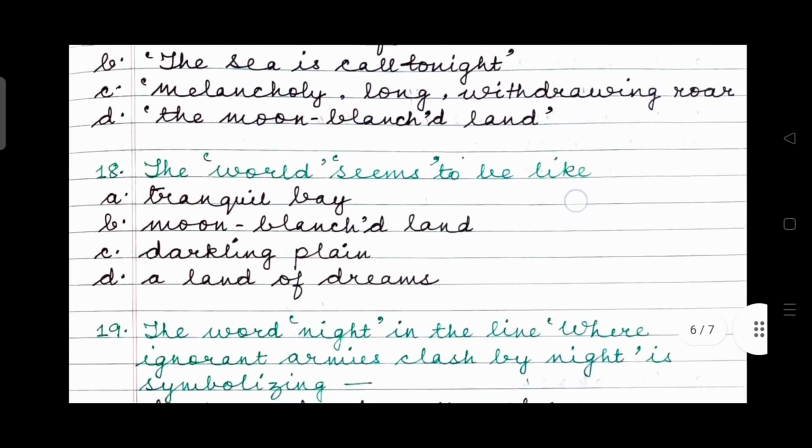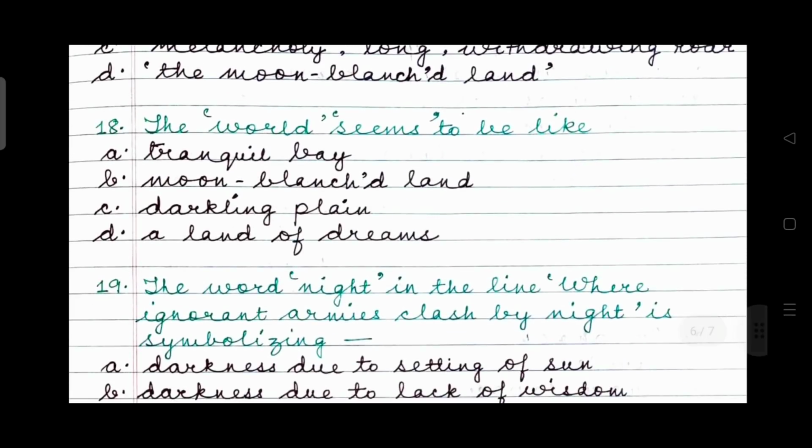Question 18. The world seems to be like tranquil bay, moon branched land, darkling plain, or a land of dreams. Read the text and you will get the answer. The right answer is, for the world which seems to lie before us like a land of dreams, option D.